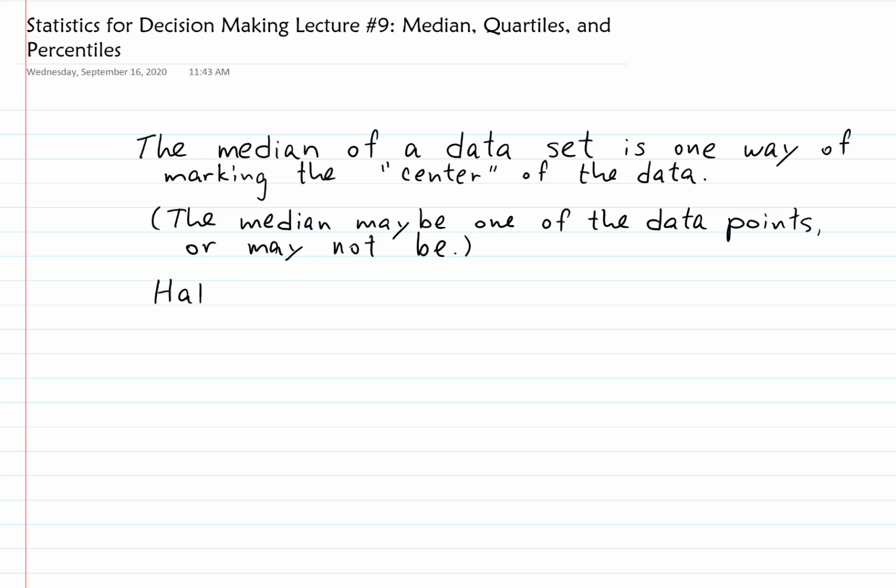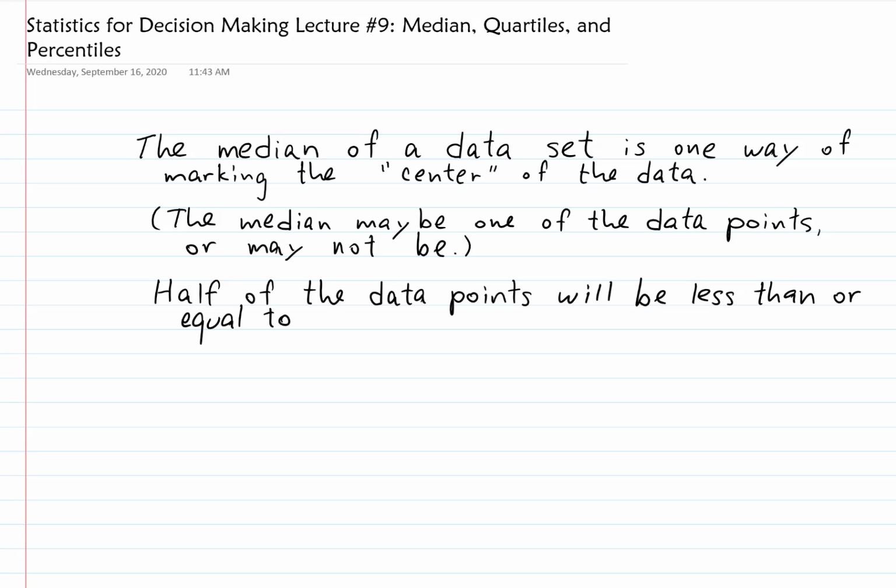Half of the data points will be less than or equal to the median, and half of the data points will be greater than the median.